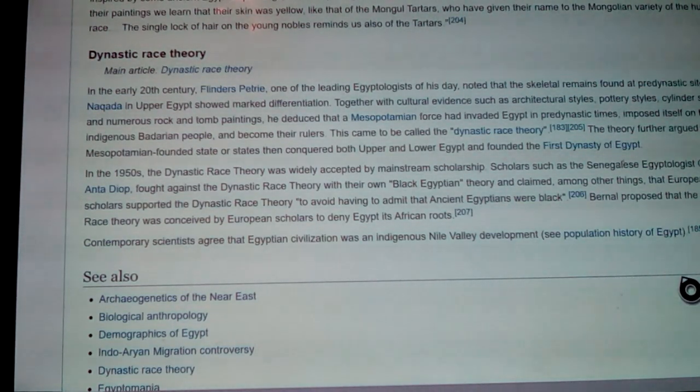He deduced that a Mesopotamian force had invaded Egypt in pre-dynastic times, imposed itself on the indigenous Badarian people, then became their rulers. This came to be called the dynastic race theory. The theory further argued that the Mesopotamian founded states conquered both Upper and Lower Egypt, and founded the first dynasty of Egypt after that point. And I'm telling you that he was pretty damn right on.